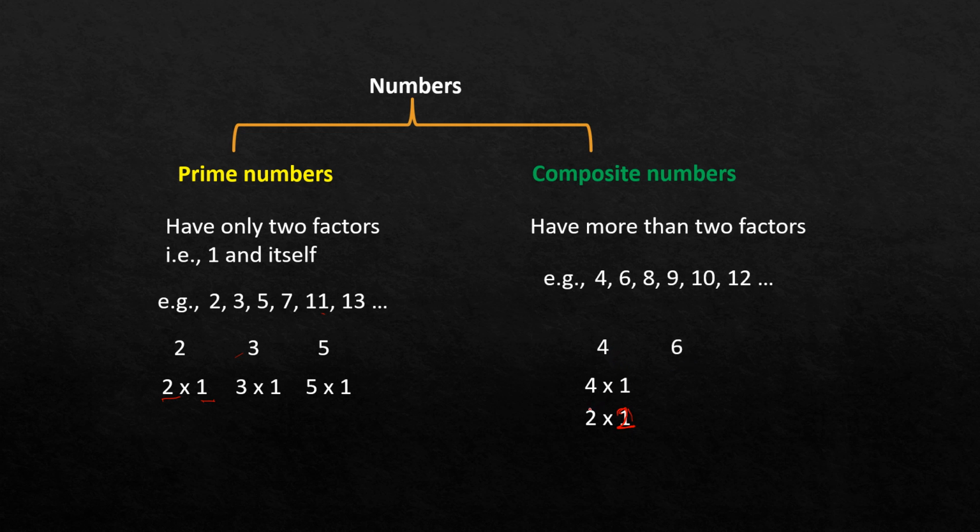Similarly, let's take 6. 6 times 1 and 3 times 2. So we have 1, 2, 3, 6 factors for 6. Same for 8 as well, 8 times 1 and 4 times 2. So we have 4 factors here for 8. So composite numbers are divisible by more than 2 numbers. That is, other than 1 and itself, they have additional factors.